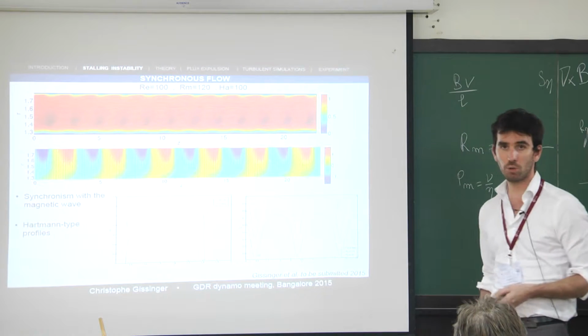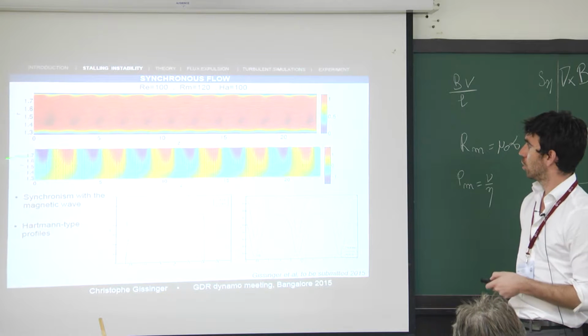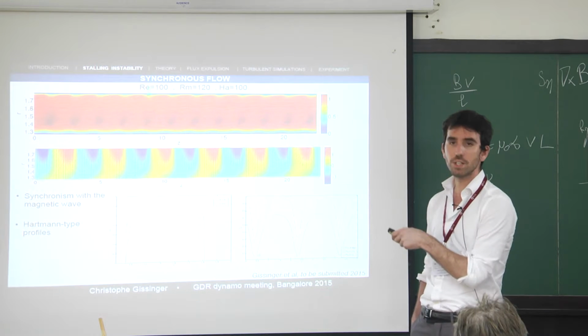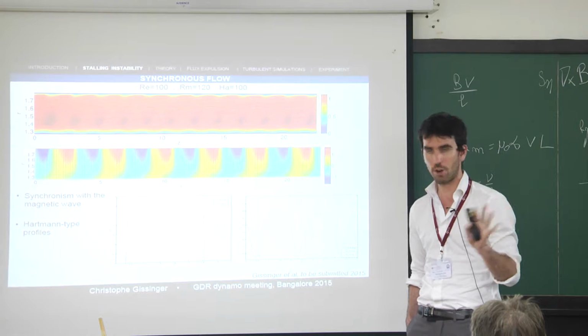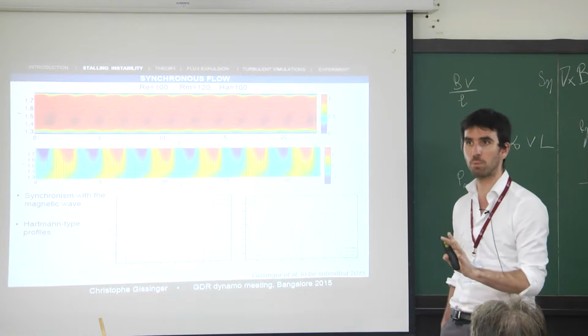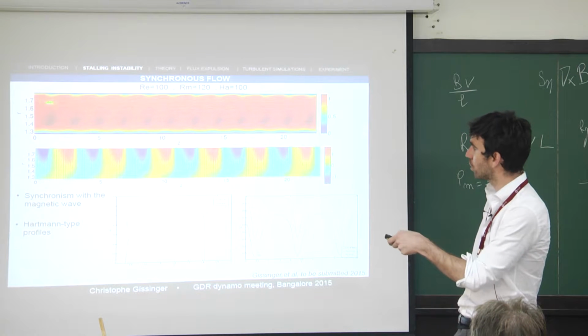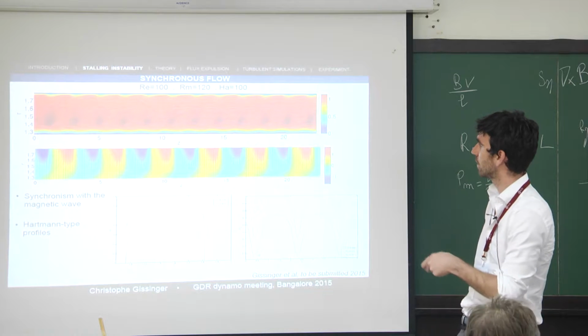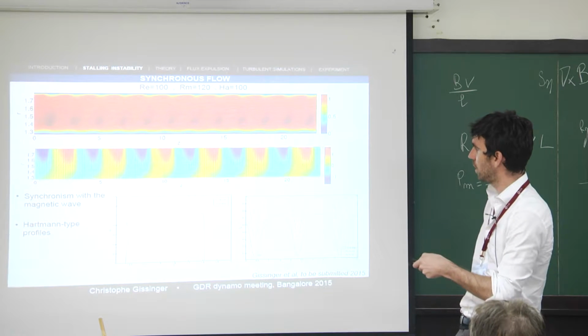So this is one typical result of the simulation. So here it's a 2D simulation. I will go back to 3D runs later. First, I want to focus on a very simple 2D simulation. So this is a cut in the RZ plane. It's a color plot of the velocity field and the magnetic field.